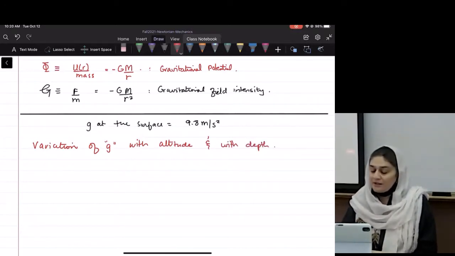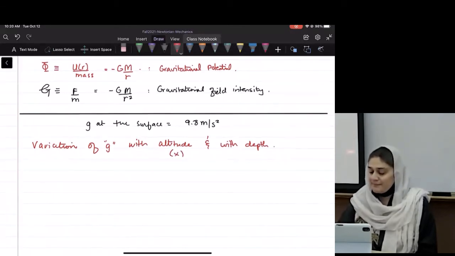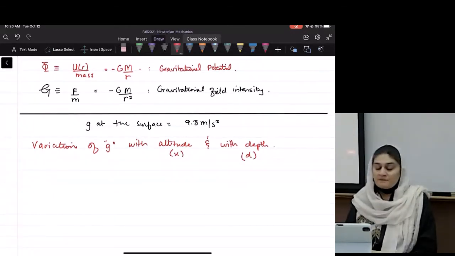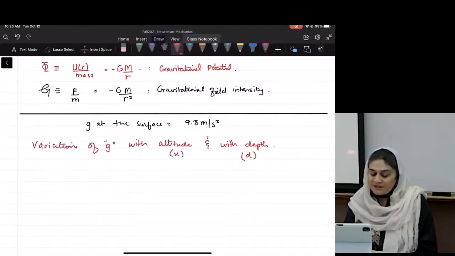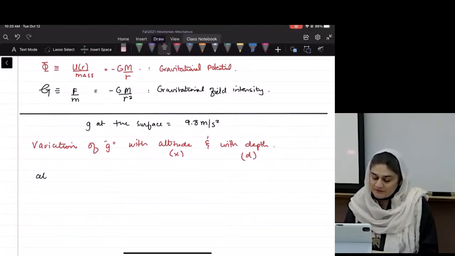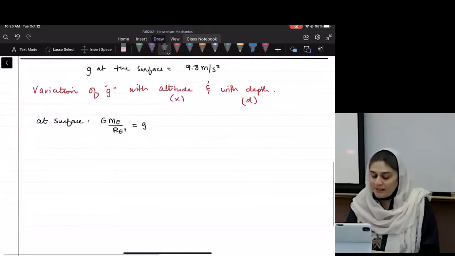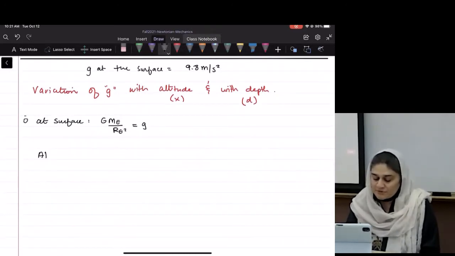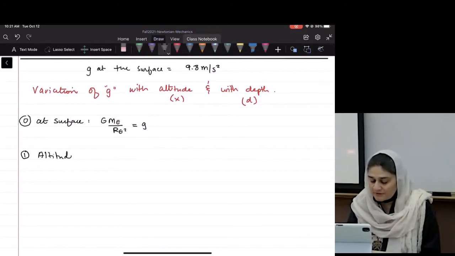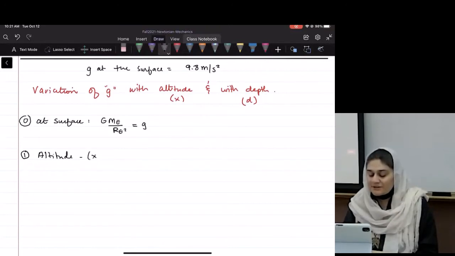So suppose I call altitude x and depth d. So we calculated that our g at the surface was given by G mass of the Earth divided by the radius of the Earth squared. Now what happens when I go up? So my 0 is my reference point. And first of all, I'm going to increase my altitude. And I'm going to call my increase in altitude x.